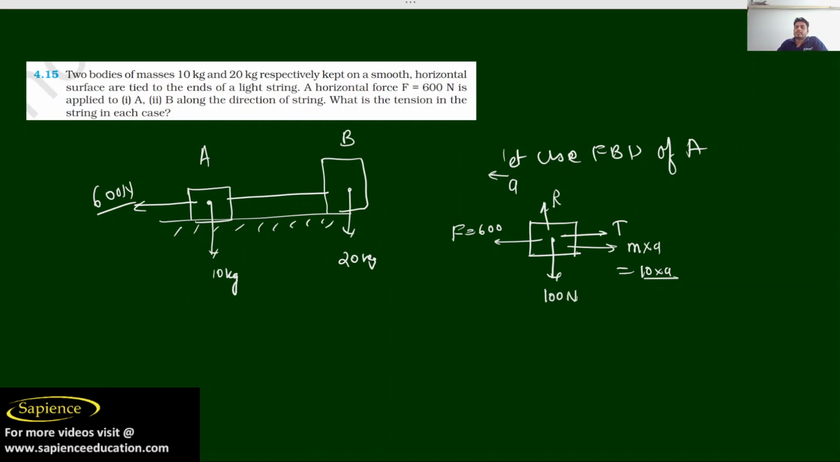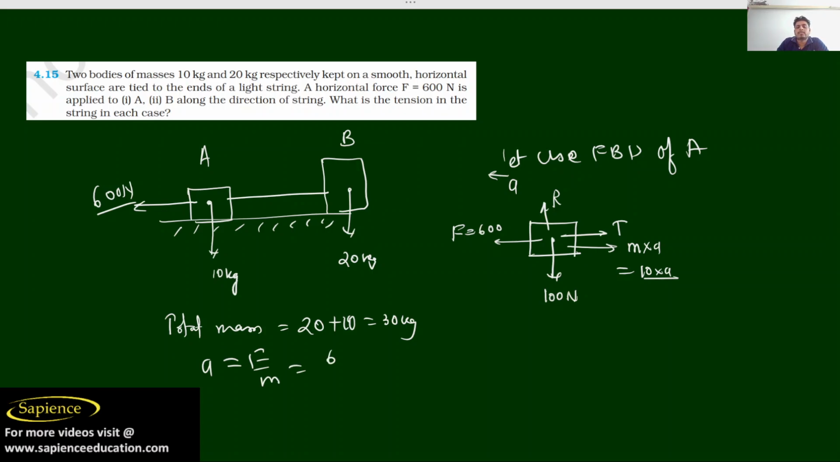Before doing this, we should find out the acceleration of the body. How will you find the acceleration of the body? If I take the total mass, the total mass will be 20 plus 10, that is equal to 30 kg. If a force is acting anywhere, the acceleration will be equal to force by mass.